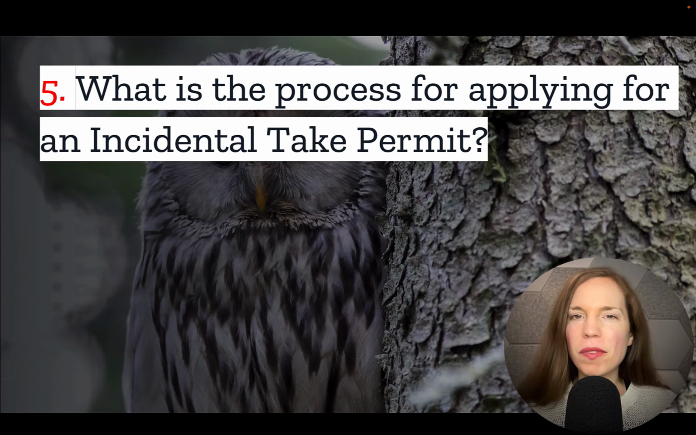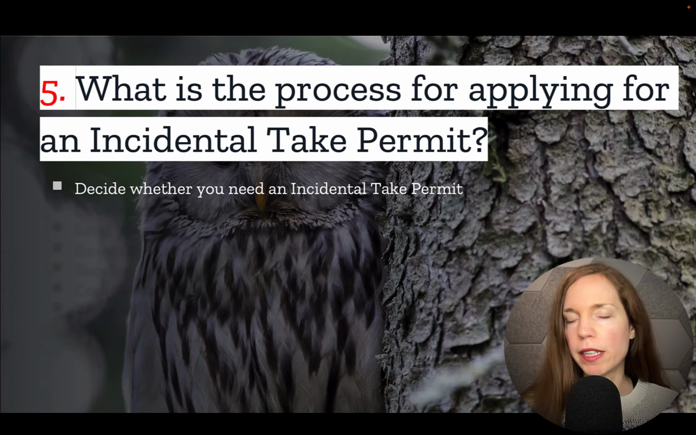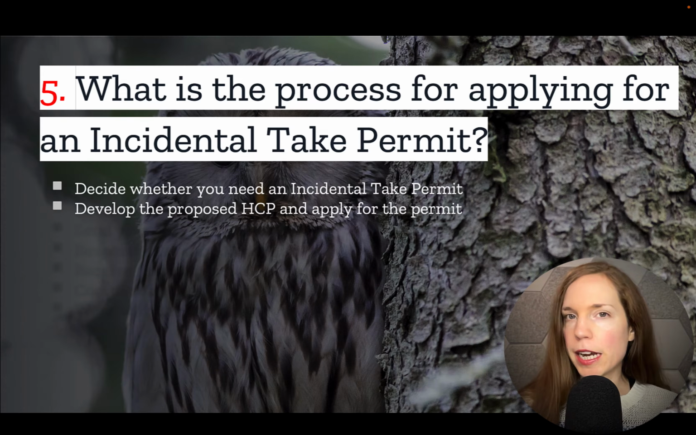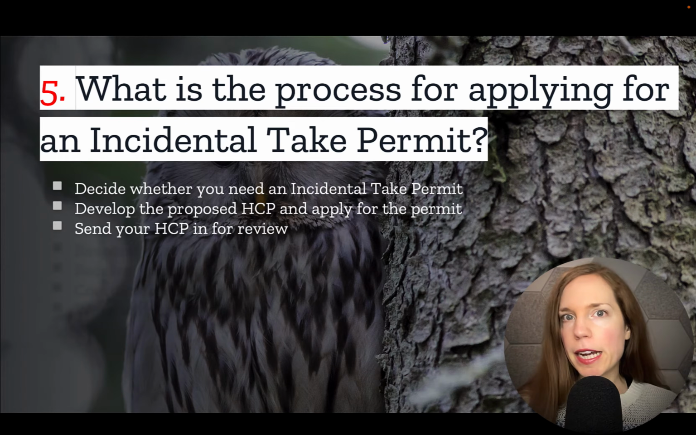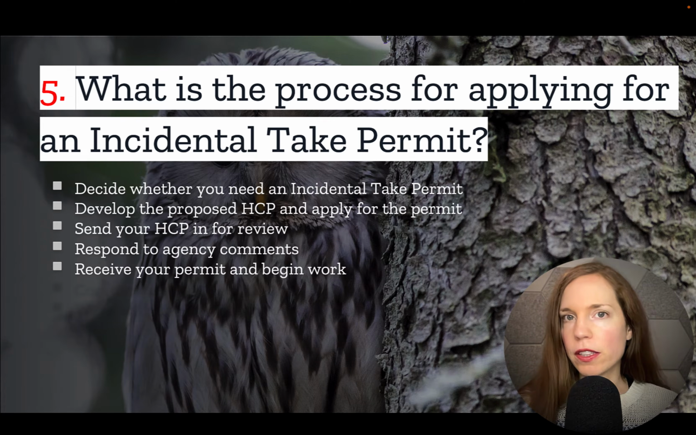Number 5, what is the overall process for applying for an incidental take permit? First, of course, decide whether you need an incidental take permit. And you can contact your local U.S. Fish and Wildlife Service office for help with this. You then develop your proposed habitat conservation plan and submit it along with your permit application. The habitat conservation plan will be reviewed by agency staff, and staff will likely issue comments that you'll need to respond to. Hopefully, after some back and forth, you will receive your permit and you can begin work.